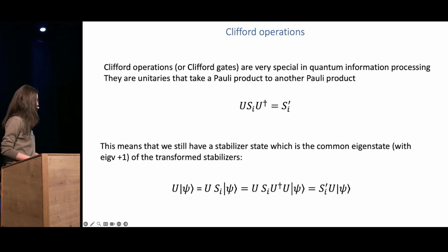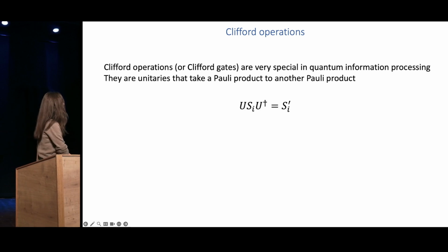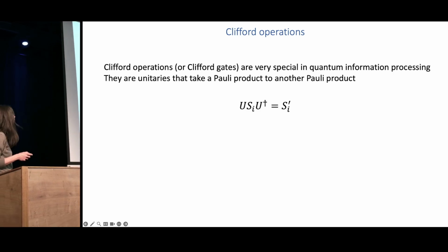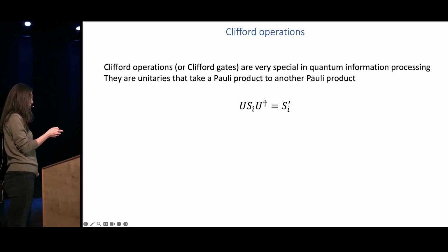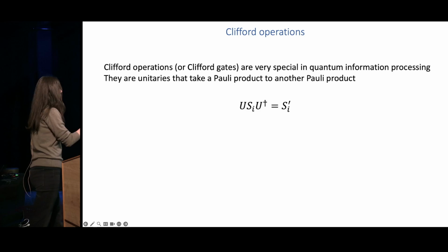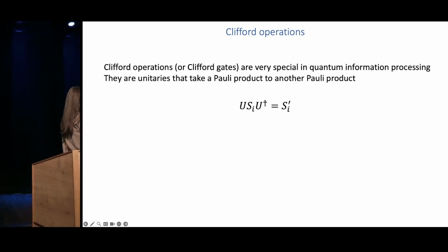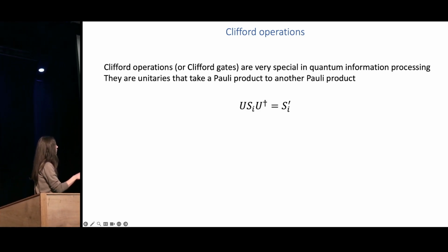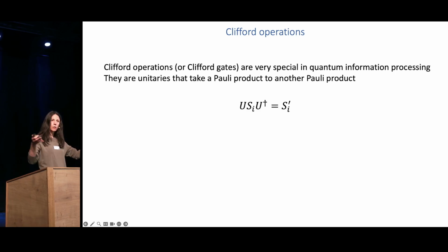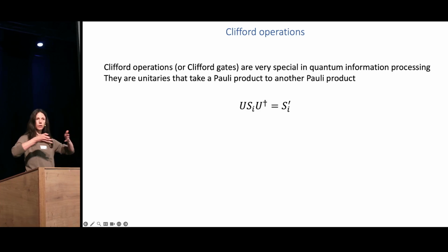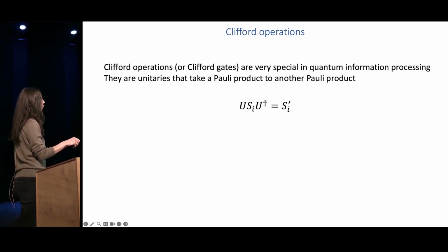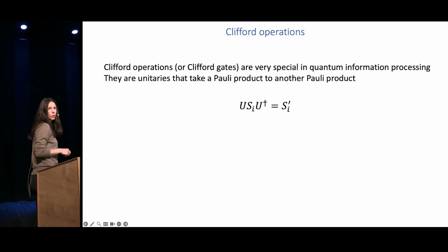Okay, another class that's worth defining here is Clifford operations. Clifford operations, or Clifford gates, are special gates in quantum information processing. They are unitaries that take a Pauli product, a Pauli string, to another Pauli string, right? So for all the operators we've seen so far, Z strings, X strings, combinations of those, with these particular operators that I call U over here, I would just get back another one.